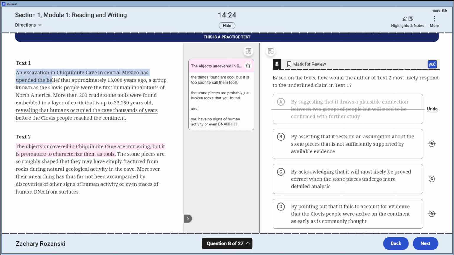An excavation has upended the belief that approximately 13,000 years ago, a group known as the Clovis were the first to inhabit the continent. Well, no, they would say it didn't upend anything. You have no evidence.